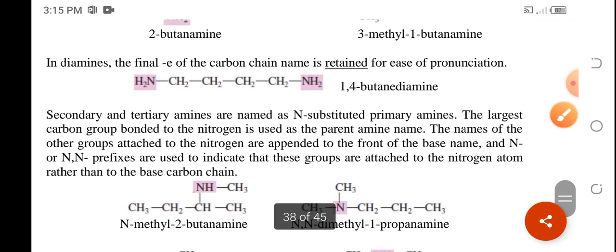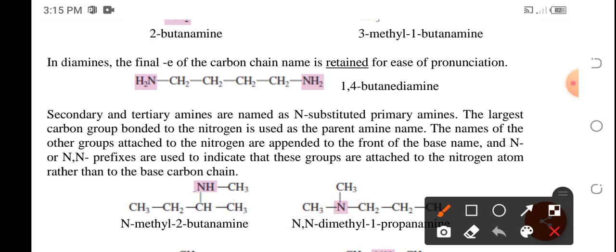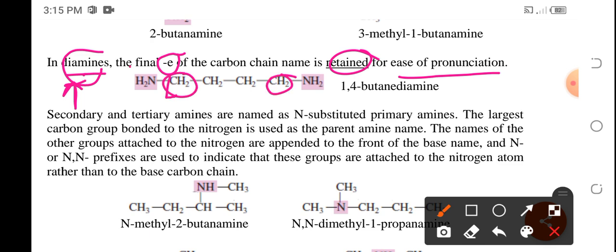If, for example, there are two amino groups, then we are going to name this as diamine. Remember, a while ago, if there's only one amino group, we are dropping the E and adding the suffix amine. But this time, if there are two or more amines, you have to retain the final E from the name of the alkane. So that would be retained for the E's pronunciation, and adding the suffix diamine. So for example, this is the carbon atom that bears the nitrogen.